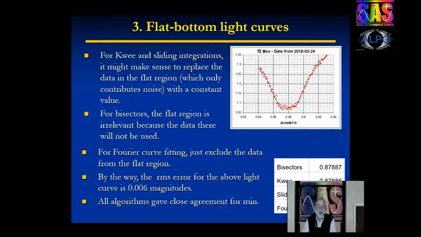Flat bottom light curves. For Kwee-van Woerden and sliding integrations, it might make sense to replace the flat bottom part with a straight line. For bisectors, it's not used anyway, so it doesn't matter. For curve fitting, just exclude the data from the flat region.